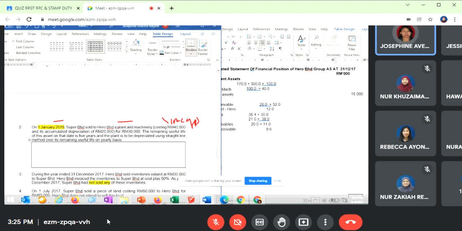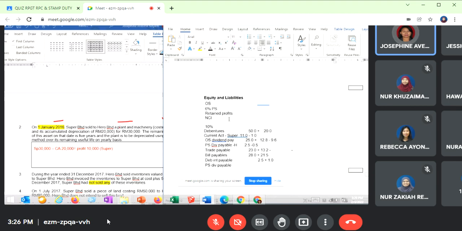All right, and Super sold it to Hero for 30,000. So the selling price is 30,000. All right, but it's sold at the carrying amount. So the carrying amount is 40 minus 20, which is 20,000. That gives rise to a profit or gain on disposal, which is 10,000. And this gain is recorded by the seller here, Super. Super is the parent company. So this profit is already recorded. It's already in the retained profit.